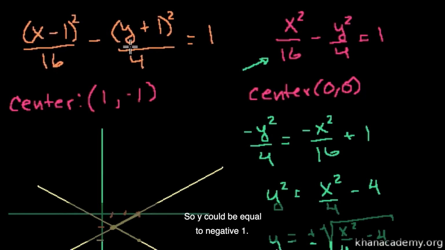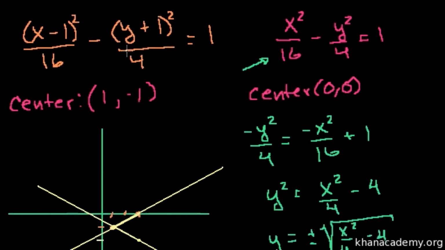So y could be equal to -1. Let's try that out. If y is equal to -1, let's try out that point. If y is equal to -1, this term right here disappears, right? When y is equal to -1.